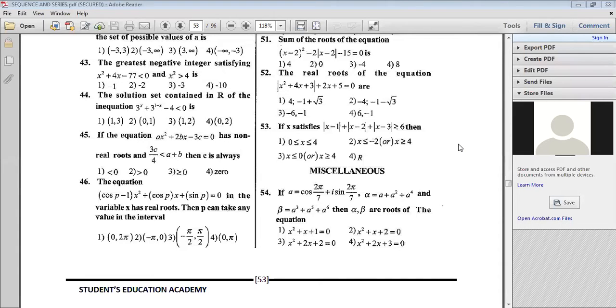Here the first option is 0 less than or equal to x less than or equal to 4. Second option is x less than or equal to minus 2 or x greater than or equal to 4. Third option is x less than or equal to 0 or x greater than or equal to 4. And fourth option is R, means all the real values you can consider.